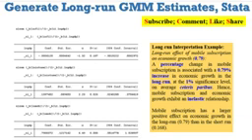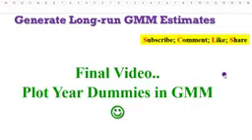So this is how to generate long-run estimates for any GMM outputs. Just restrict the estimates to the significant short-run coefficients. The final video will be to plot year dummies in any GMM output.